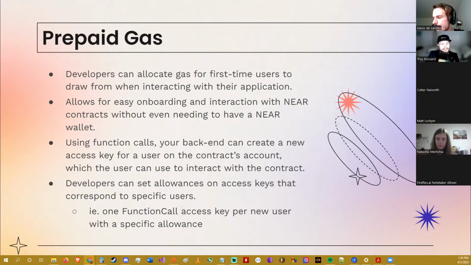So using function calls, your backend can create a new access key for a user on the contract's account, which the user can then use to interact with the contract. So developers can set allowances on access keys that correspond to specific users, i.e., maybe one function call access key per new user with a specific allowance or something like that. So that wraps up the gas section.